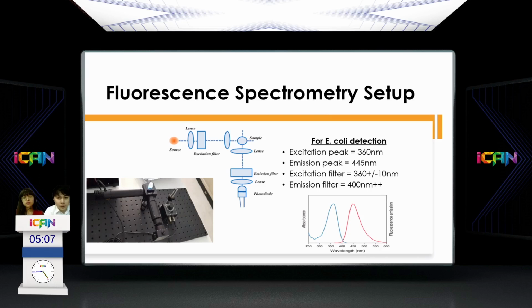And on the emission side, we use an emission range starting from 400 nanometers, and we are going to observe the peak at 445 nanometers. The reason that we use an emission filter is to make sure that the excitation light source is blocked by our filter. So the signal that we observe from the photodiode will become the pure signal of the fluorescence molecule.